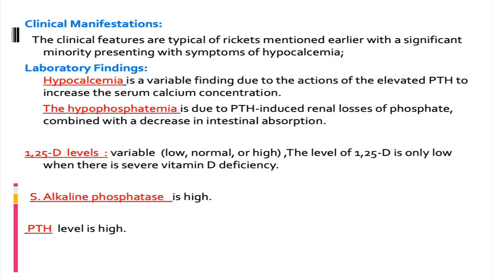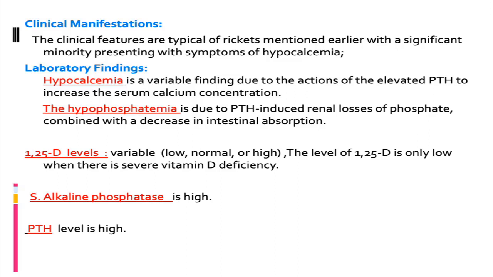Regarding the laboratory findings in a patient with nutritional rickets, hypocalcemia is a variable finding due to the action of the elevated parathyroid hormone to increase the serum calcium concentration. So the patient may have normal or low calcium. This depends on the effect of the elevated parathyroid hormone, whether it is compensated or not. Hypophosphatemia is always present due to the parathyroid hormone induced renal loss of phosphate, combined with a decrease in intestinal absorption. So hypophosphatemia is present, but calcium is variable. Also active vitamin D is variable. It may be low, normal or high.